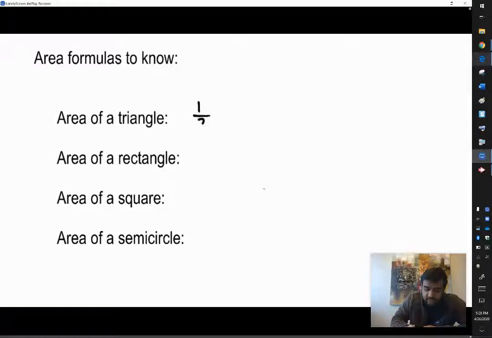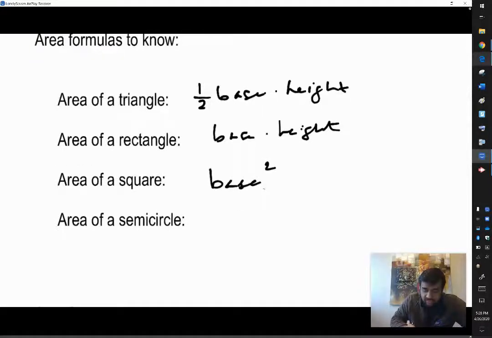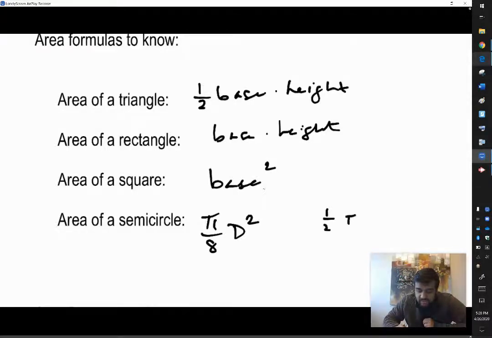So make sure you know that the area of a triangle is half base times height. The area of a rectangle is just base times height, and there's no 1/2 involved. The area of a square, well, a square is a type of rectangle, and for a square the base and height are the same, so it's just base squared. And the area of a semicircle has a somewhat unusual formula. You probably haven't seen this before, but it's best thought of as pi over 8 times diameter squared. That comes from the idea that it's 1/2 pi r squared. It's half a circle. If you do a little math, you get pi over 8 diameter squared.